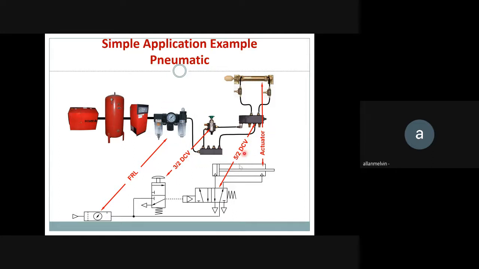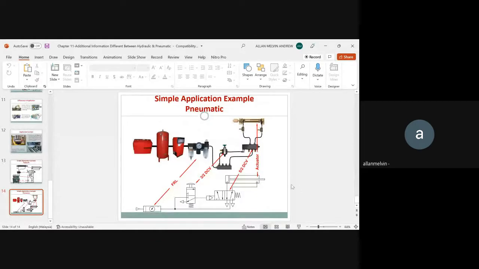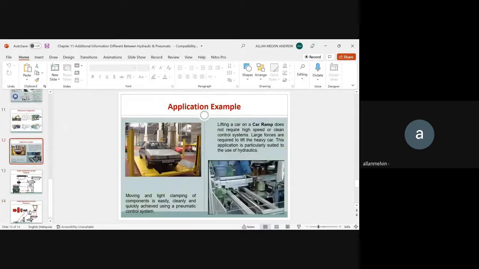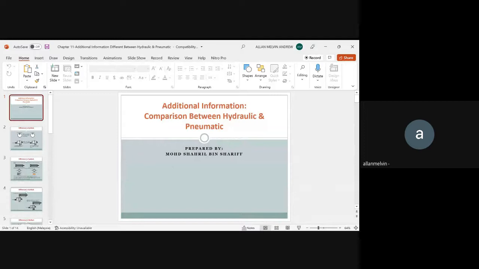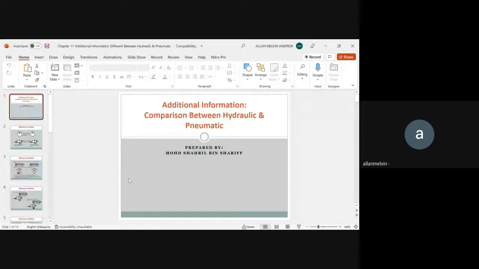And you have a 5/2 direction control valve to control the double acting cylinder. And you have an actuator, this is the cylinder. You can see that for pneumatic, the symbol is not ducted, and it does not use a tank, it uses an exhaust. So that is some of the additional information required for your understanding. Any questions?